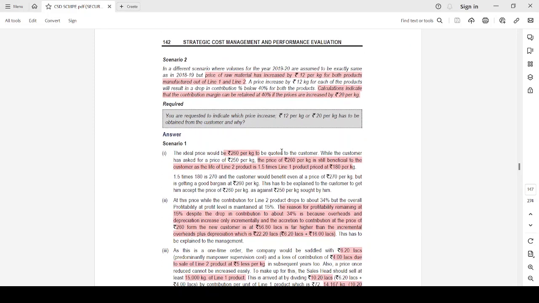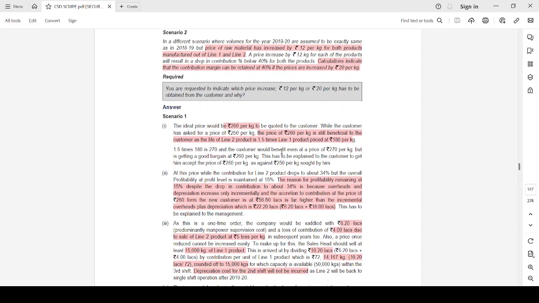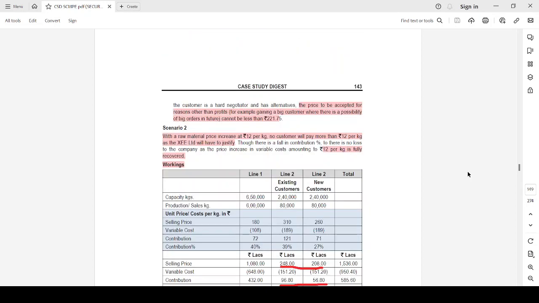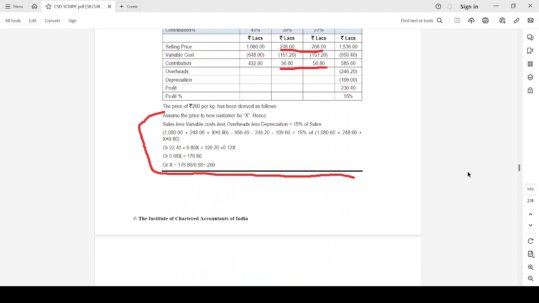So let's work it out loud. First, we have to find the ideal price. How do we find the ideal price? With this calculation. Let's assume the selling price as X. Sales less variable cost less overheads less depreciation is equal to 15% of sales. We have to maintain 15% of sales as profit, correct? So 1080 lakhs plus 248 lakhs of 92, plus X into 0.8. What does this 0.8 mean? 80,000 units, and everything is in lakhs, so we are putting 0.8 into the selling price X, minus 950.40.